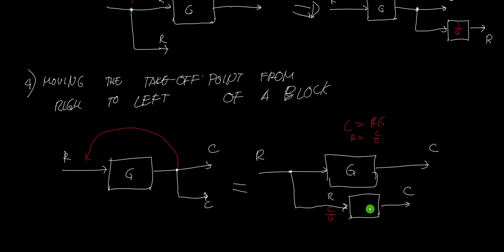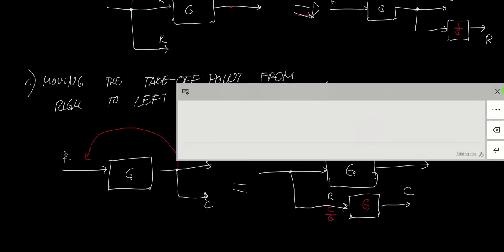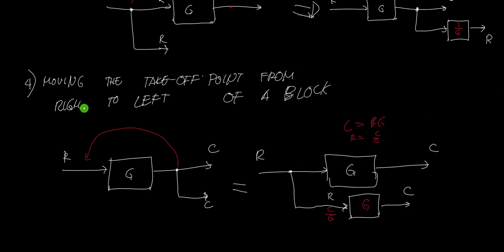So my input here is C over G, and I want my output to be C. So what should be the transfer function? What should I multiply C over G by to get C? Of course, I just need to multiply it by G. So the transfer function here is just equal to G. You add another block, and the transfer function of that block is just equal to G. So that's how we move a takeoff point from right to left.